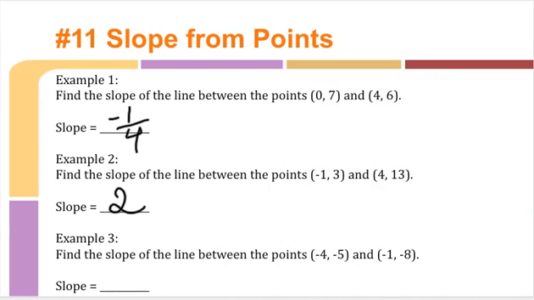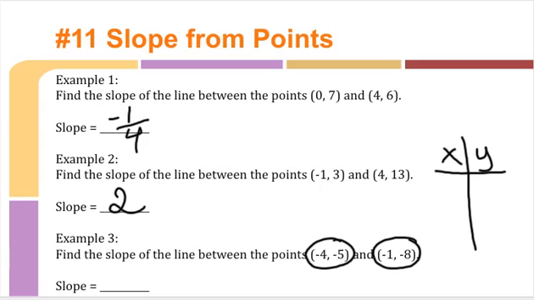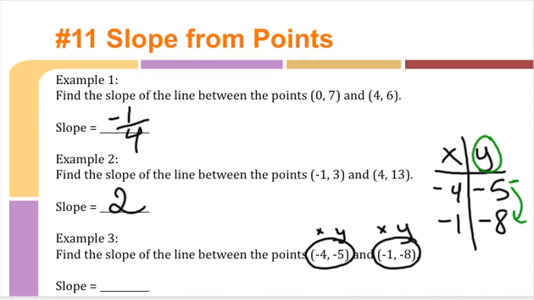If I'm looking at example 3, I'm going to continue with the same idea. I'm going to put these into a table of values, so that's x, y, -4, -5, so that's x and this is y, and -1, -8, same thing, x and y. So if I'm looking at my y values, -5 to -8, I'm subtracting 3. I'm going more negative. And my x values, I'm going from -4 to -1. I'm actually adding 3 because it's moving to the right and becoming less negative.